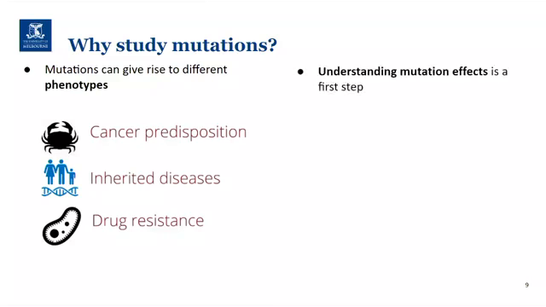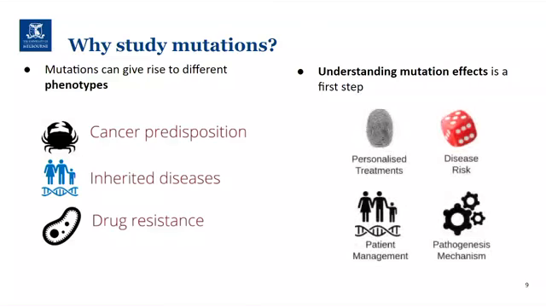And what scientists need to do is to understand and develop tools to predict mutation effects. Because understanding the mutation effects is the first step towards personalized treatment, towards predicting disease risk, towards patient management, and so on and so forth, and pathogenesis mechanisms. If we can understand how mutations occur, if we can distinguish between pathogenic and neutral mutations, then we can better inform patient management, for instance. If we can predict mutations that cause drug resistance even before they occur, we can inform the drug development pipeline to say, oops, be aware that you're developing a drug that is likely to cause resistance.